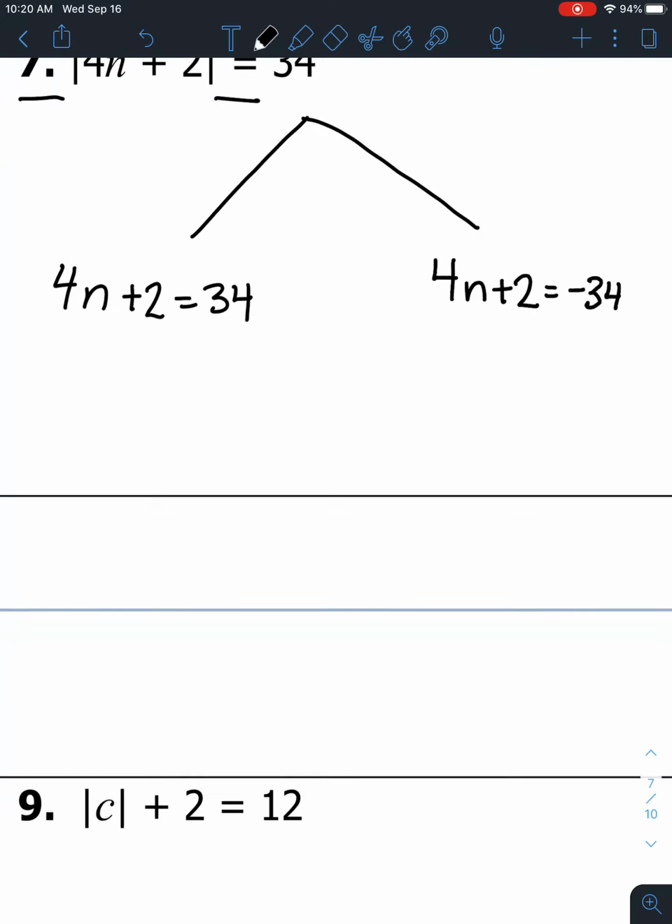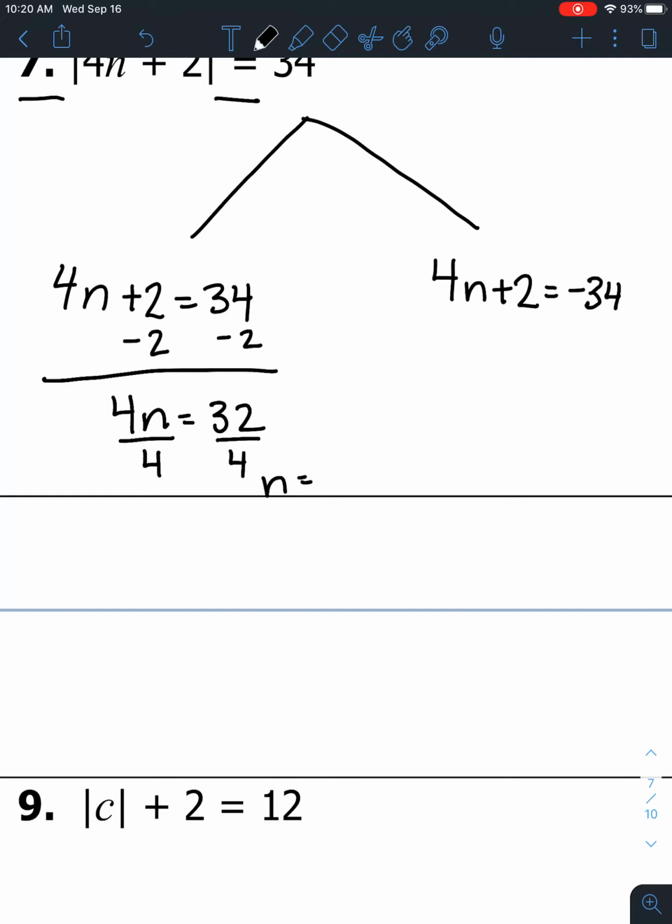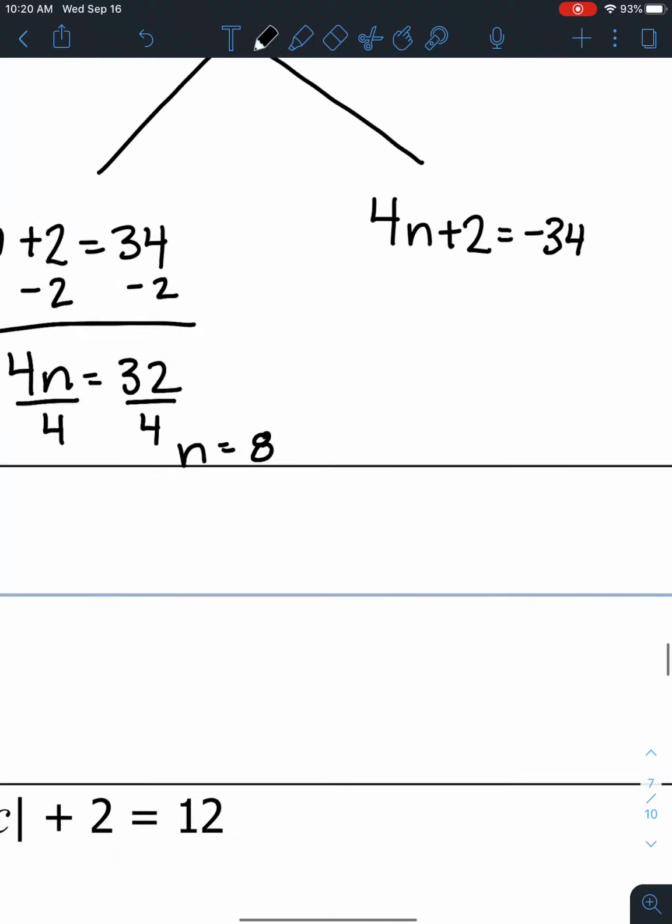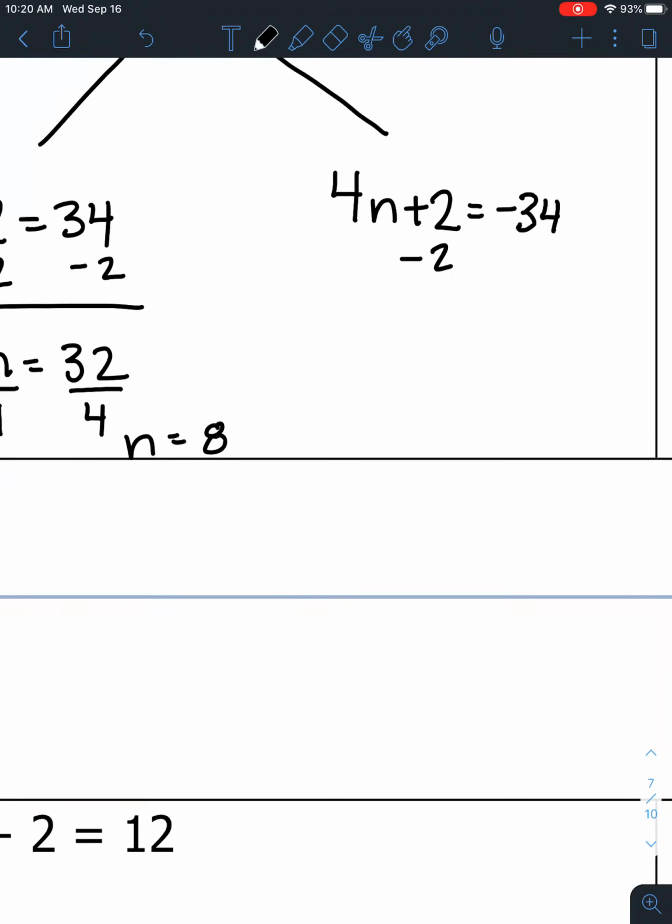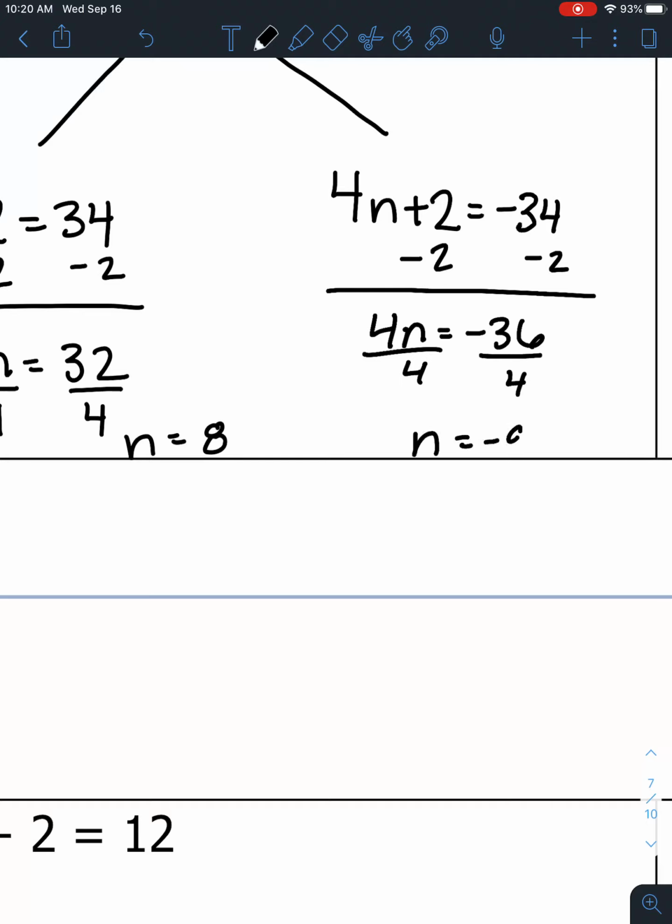All right, so here we go. We're going to solve them. So minusing 2 from both sides. So that gives me 4n equals 32. Divide by 4. So that gives me n equals 8. Same steps over on this side. Minusing 2. So that gives me 4n equals negative 36. Dividing by 4. So that gives me n equals negative 9.